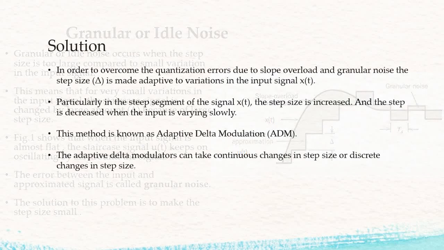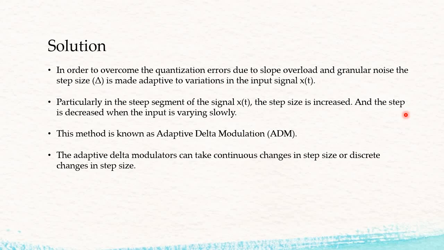Okay. And in order to overcome the quantization error due to slope overload and granular noise, the step size delta must be made adaptive to the variation in the input x of t. Particularly, if the step size is increased or decreased based on the change in the input, then the problem of slope overload distortion and granular noise can be eliminated. And the method which uses this is adaptive delta modulation that we are going to discuss in the next lecture. So adaptive delta modulation is used to overcome the errors which occur in a delta modulator.